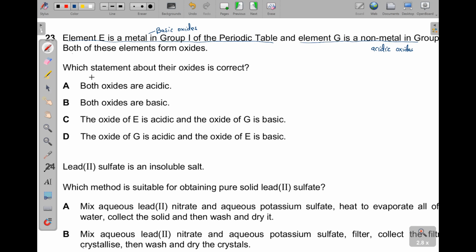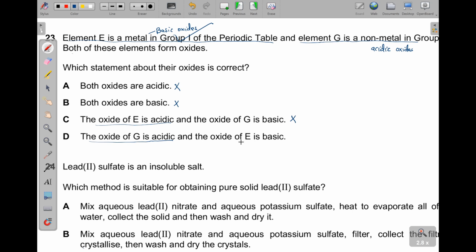Now here they are saying which statement about their oxides is correct. Both are acidic, automatically that is wrong. Both are basic, that is wrong. The oxide of E is acidic. I said it is what? Basic. So even this one is wrong. The oxide of G is acidic. Yes.